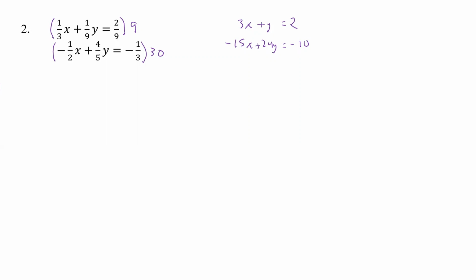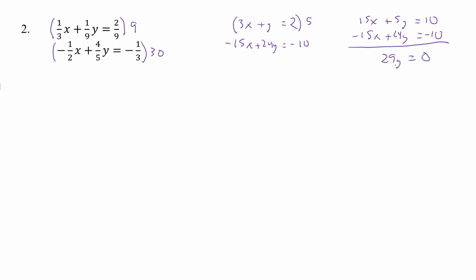So what do I want to eliminate? Well, I could multiply this one by a negative 24, and we can eliminate y's. Or I could just multiply this one by a 5, which is a lot smaller, and then we could eliminate the x's. So when we do that, 3 times 5 is 15x. 1 times 5 is 5, so that's 5y, and that equals 10. And then I have a minus 15x plus 24y equals negative 10. Well, guess what? Those cancel. So here I have 5 plus 24, that's going to be 29y equals 0.